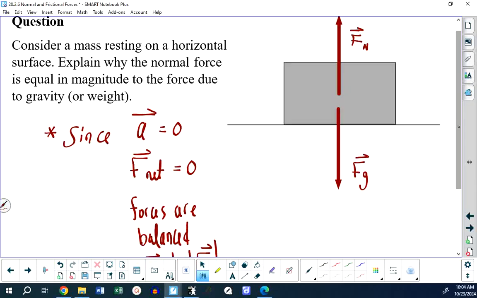So from now on, if you ever need to find the normal force for an object on a horizontal surface, you can calculate the gravitational force instead. This is a big deal. This is saying that this is always the case on a horizontal surface.